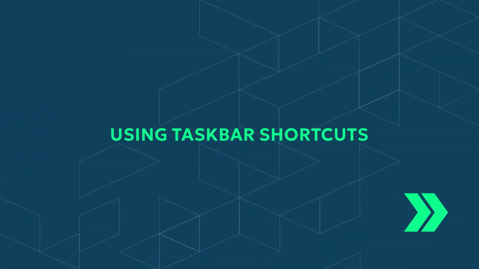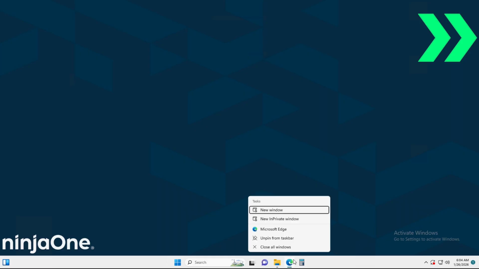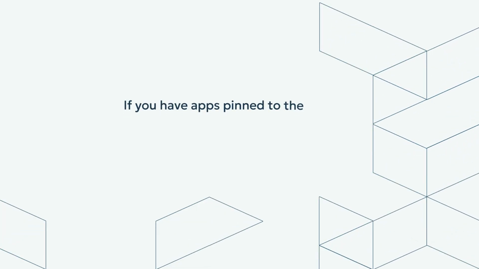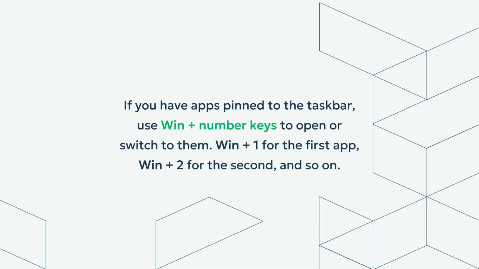Using taskbar shortcuts. The taskbar itself is also a strong navigation tool. Hovering over an app icon shows previews, and right-clicking gives you options like closing all windows or move to next desktop. If you've pinned apps to the taskbar, you can also use Win plus a number key to launch or cycle through them. Win plus 1 opens the first pinned app, Win plus 2 the second, and so on.